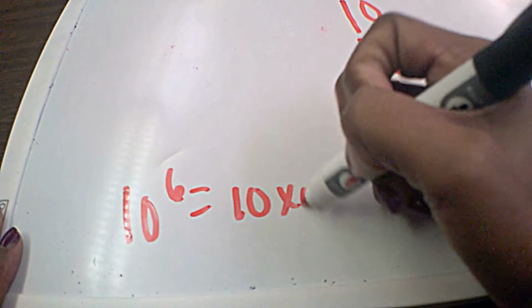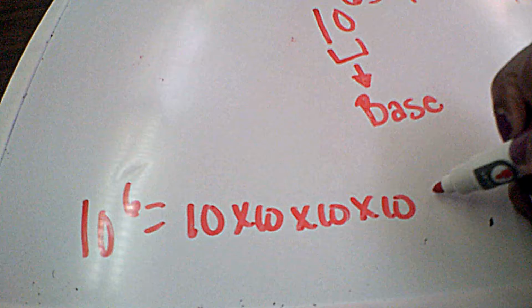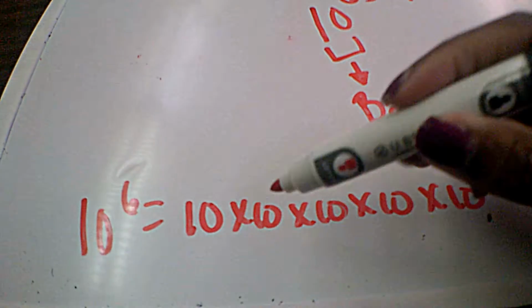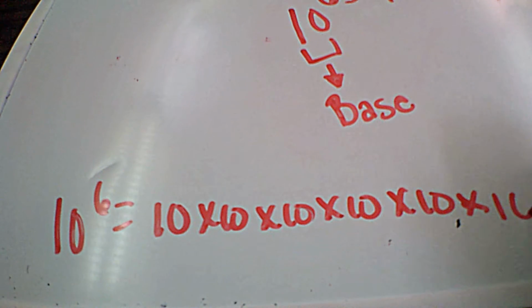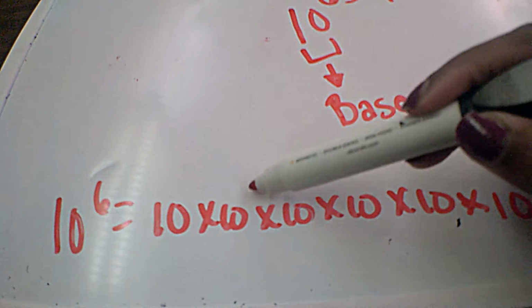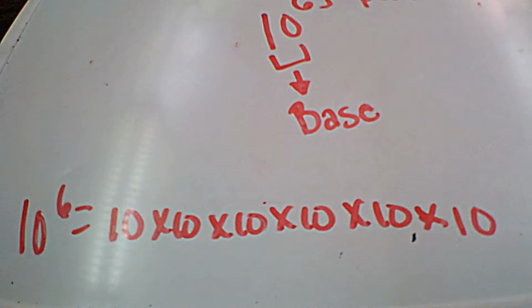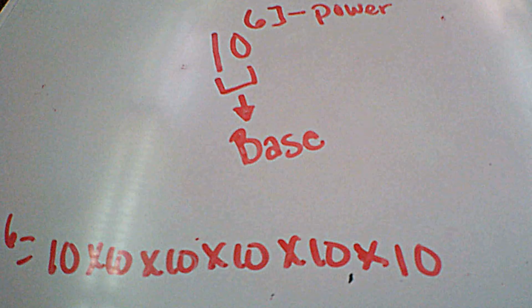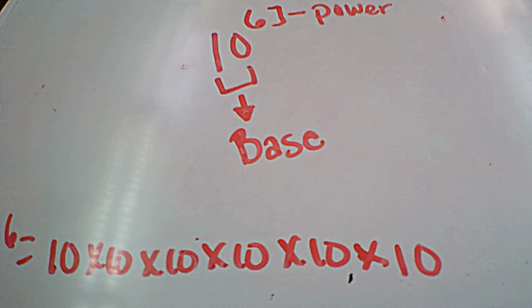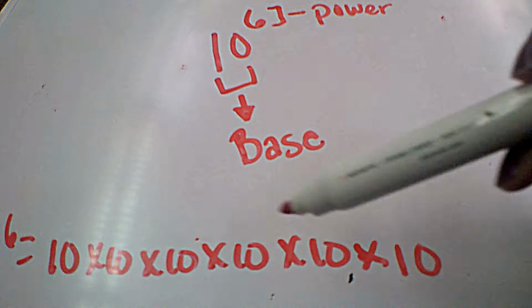10 times 10 times 10 times 10 times 10 times, I just had to check myself, 10. So I have 1, 2, 3, 4, 5, 6. I have 6, 10 to the 6th power. It's a very easy concept to remember. Just make sure you are careful when you have these larger powers and you count it out like I did.